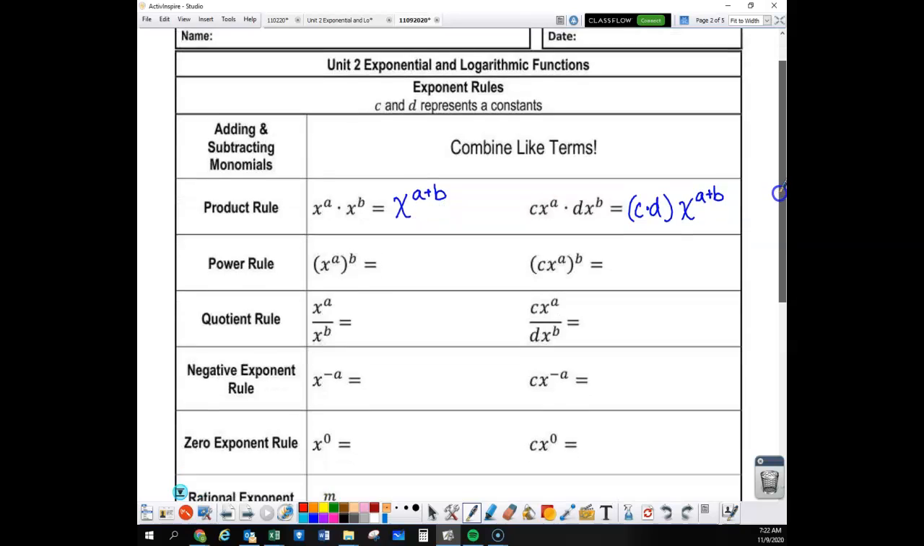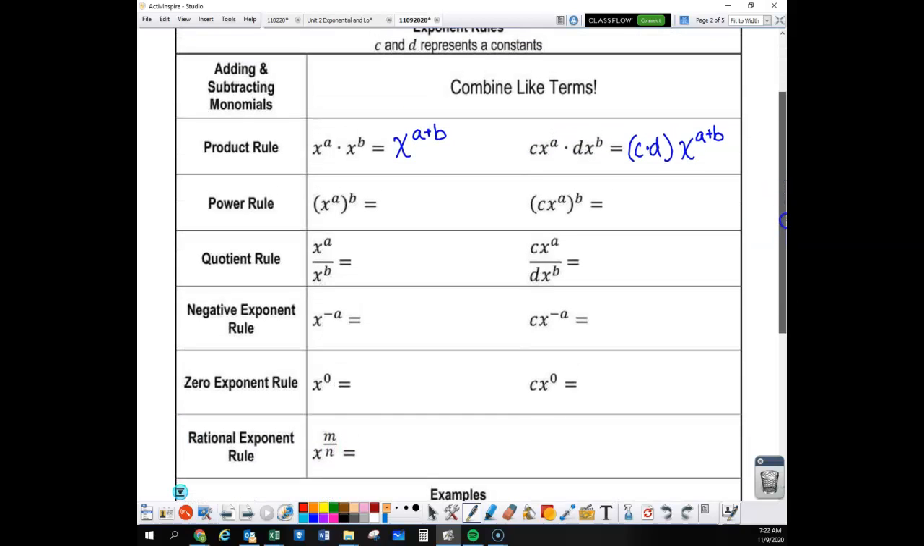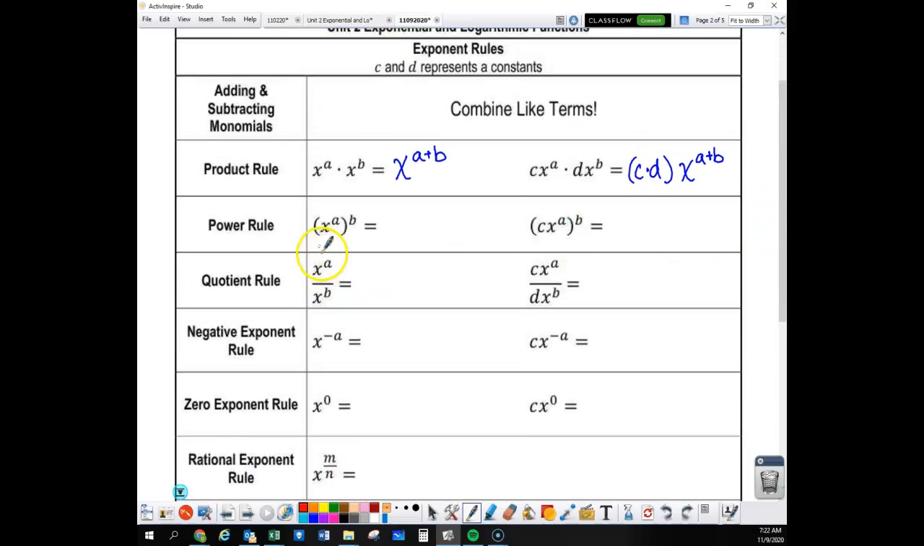And so now we're going to go over the power rule. So the power rule states if I have x to the power of a, and then in parentheses, I raise that to another power, that means I'm going to multiply those two powers. So this is going to be x to the power of a times b. Okay.